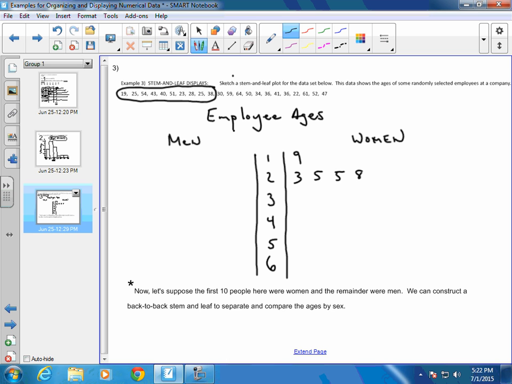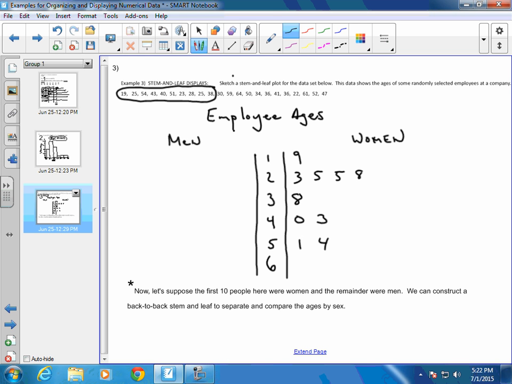Alright, I'm only seeing one 30, that would be a 38. I see a 40 and a 43. Let's see, a 51 and a 54. And no 60s, so this would be it. Now we go to the men.